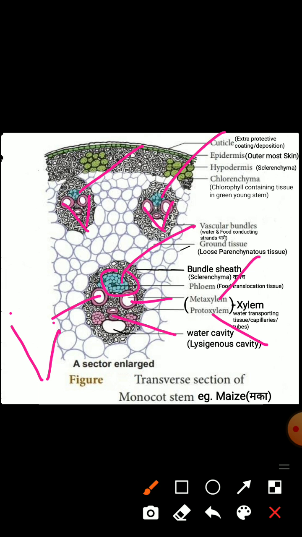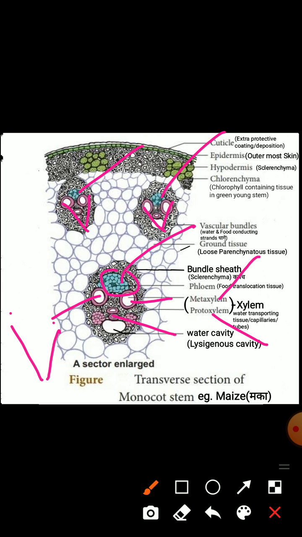The xylem is made up of metaxylem, protoxylem, and tracheids. Tracheids means the conducting tubes, vessels, for the conduction of water. These are the capillaries conducting the water in the monocot stem. So this is the xylem tissue, water conducting capillaries, water conducting tubes present in the vascular bundles. Vascular bundles are the conducting strands.